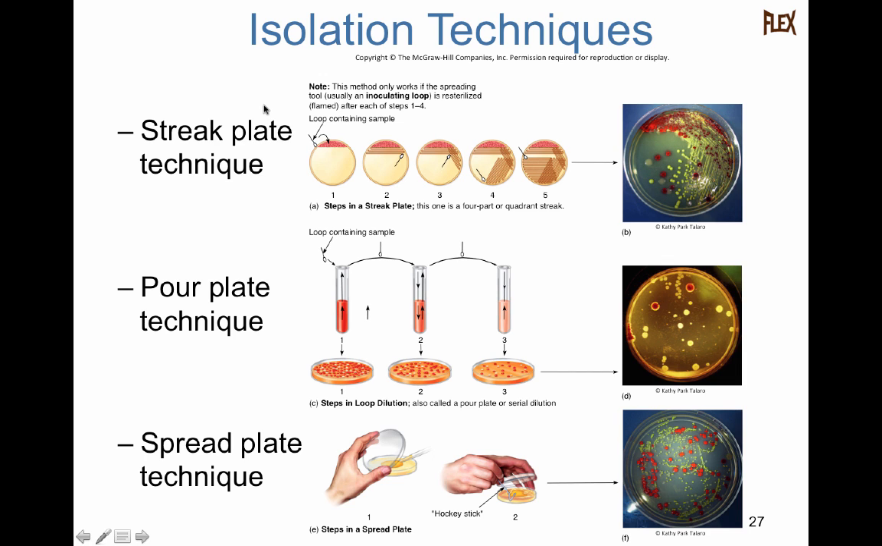Well, there's a few different methods, and the main one that I would like you guys to remember is the streak plate method. This is the quintessential technique for isolating bacterial colonies on an agar plate. So the way that this works is, let's say you have a sample of bacteria that has multiple species. You would introduce a little bit of that mixed culture onto one area of the plate.